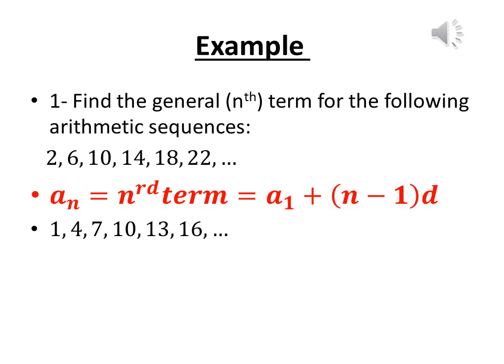Likewise, another example: 1, 4, 7, 10, 13, 16. The nth term a(n) equals a1 plus n minus 1 times d. Here a1 equals 1. n minus 1, what's n? I don't know, it depends on which term you want. What is d here? d here is the increment, equal to 3. 1 plus 3 equals 4, plus 3 equals 7, plus 3 equals 10, and so on.